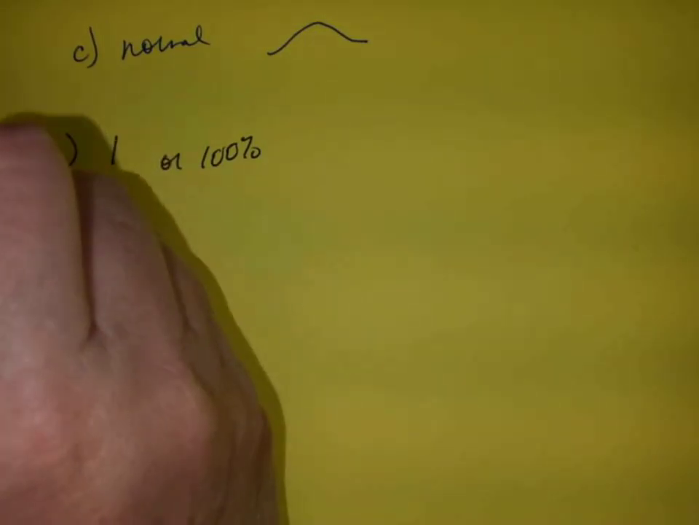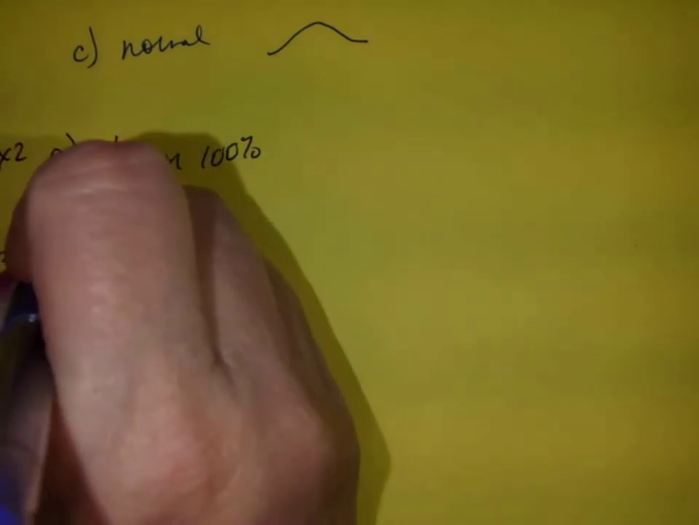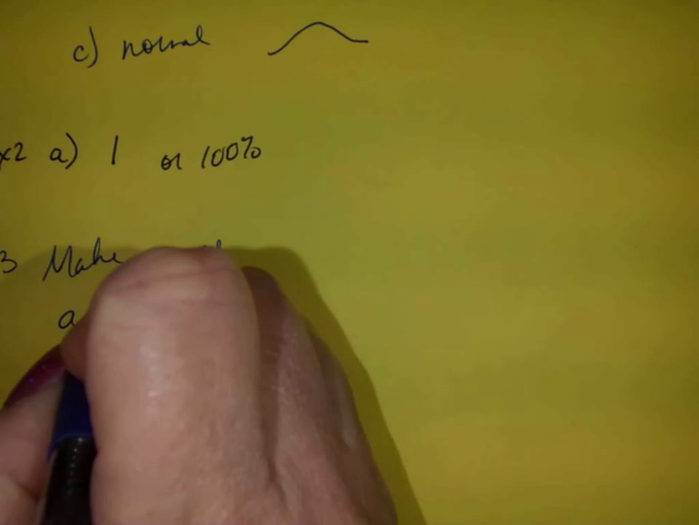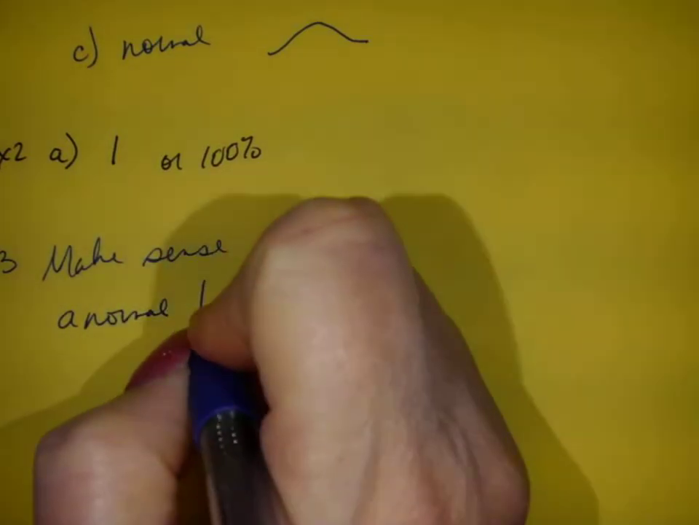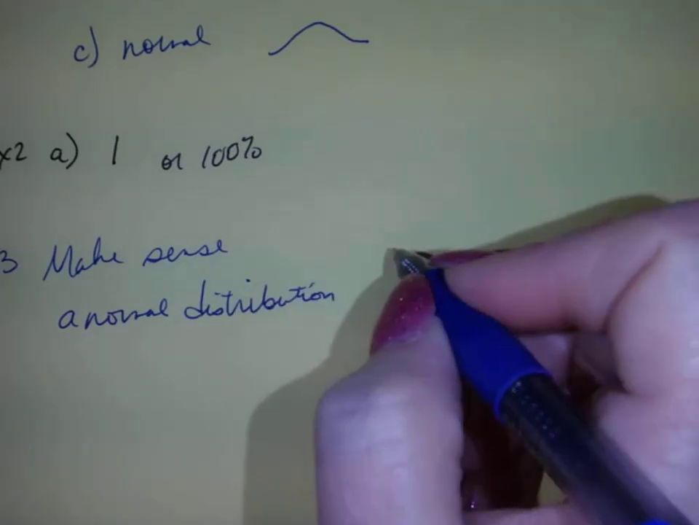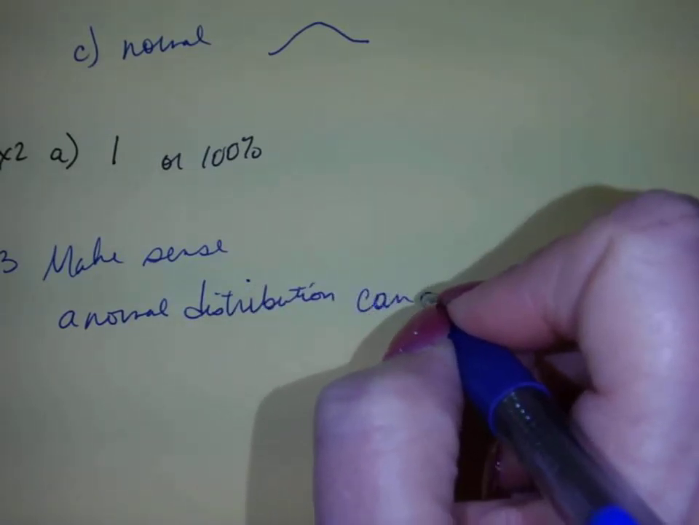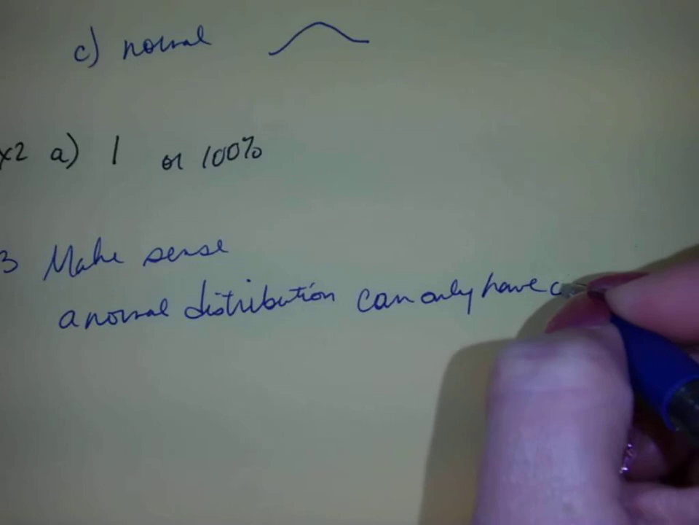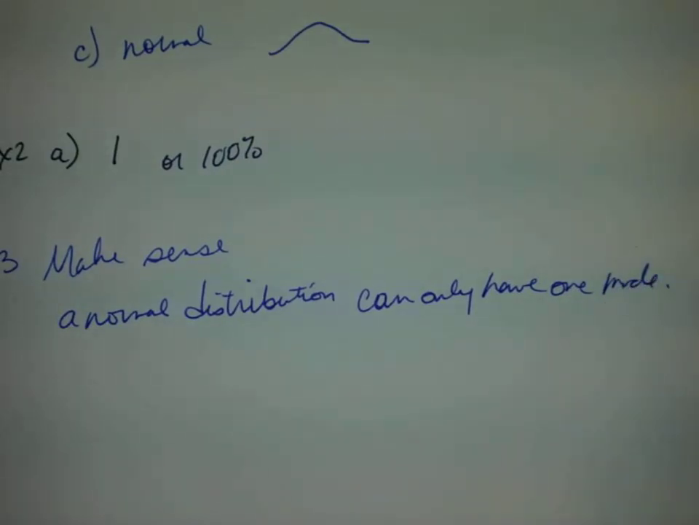So for example 3, it's going to make sense. And that's because a normal distribution can only have one mode. All right, so that is what is normal. We'll go a little bit deeper into what's going on underneath the normal distribution in our next lesson.